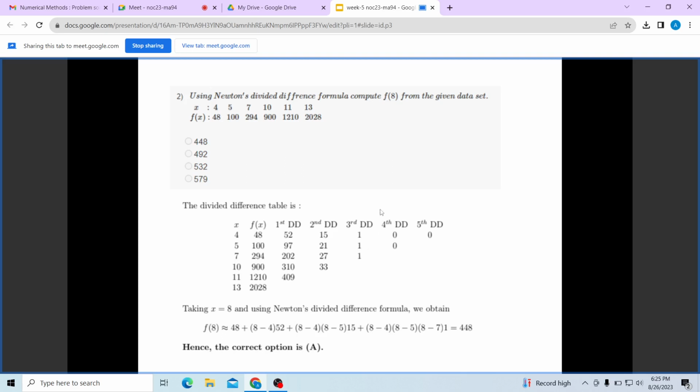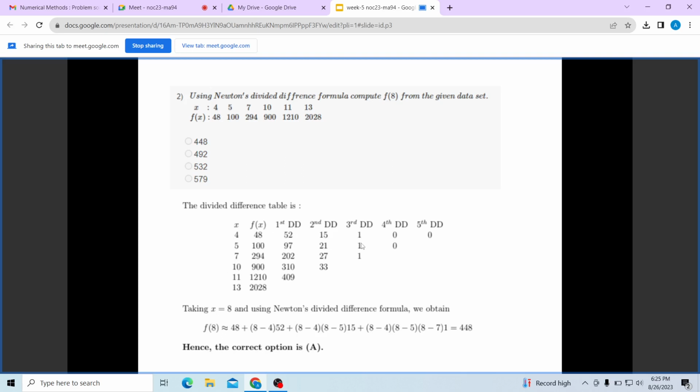If it is clear, then similarly you can do the third divided difference. So how will you get it? Use the second divided difference column, that is 21 minus 15, and now these two terms come from 4, 5, 7 and 10. So it will be 21 minus 15 upon 10 minus 4. So you'll get 6 by 6, that is 1.